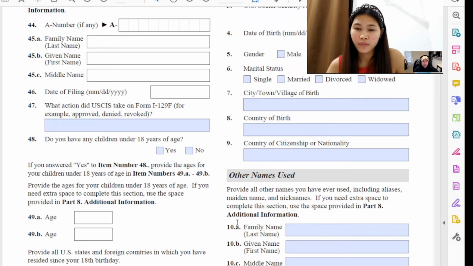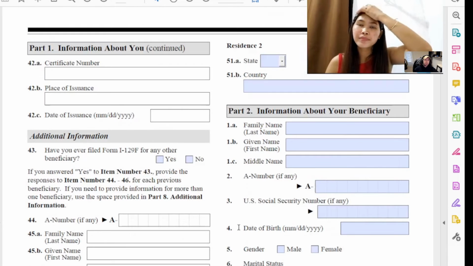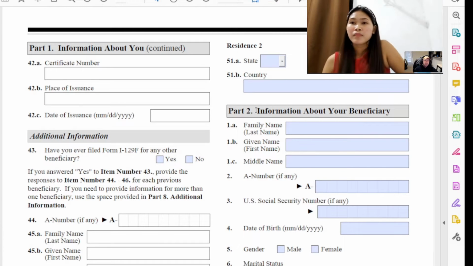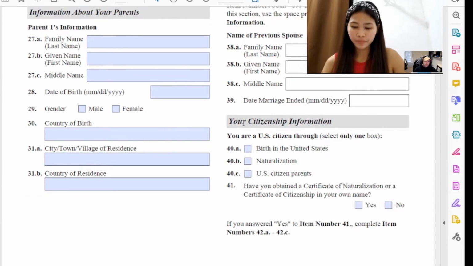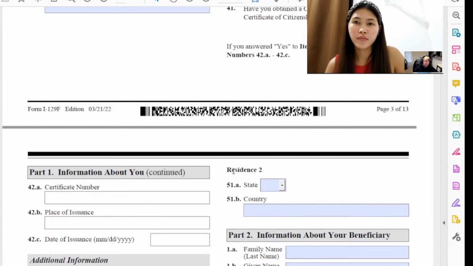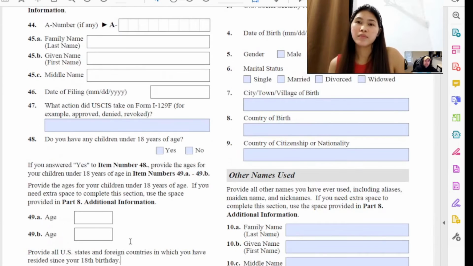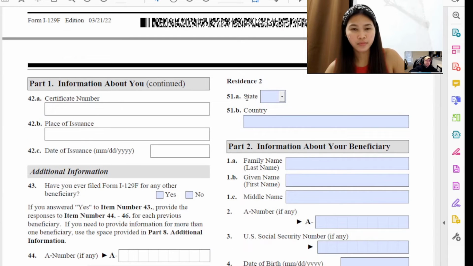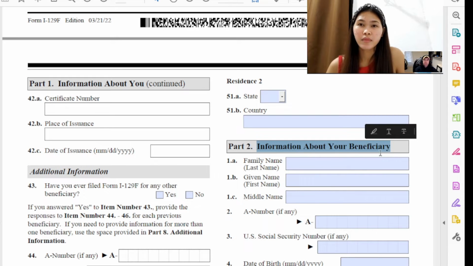This is the U.S. government vetting the petitioner. Remember, we're still talking about me. This is still my information, petitioner information. So the citizenship information, and then the residences. When it goes down, it's going to talk about residence 1 and then residence 2 if you need it.